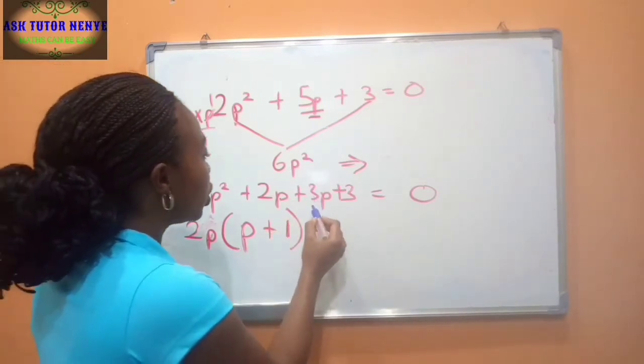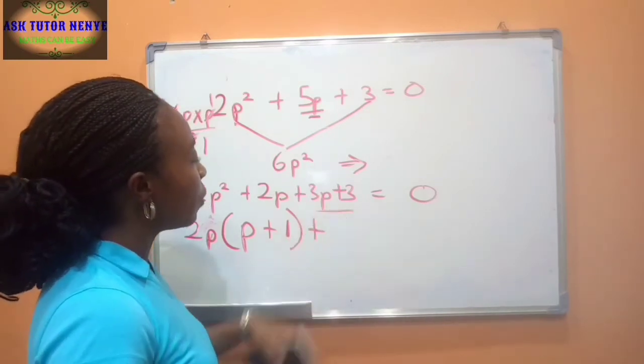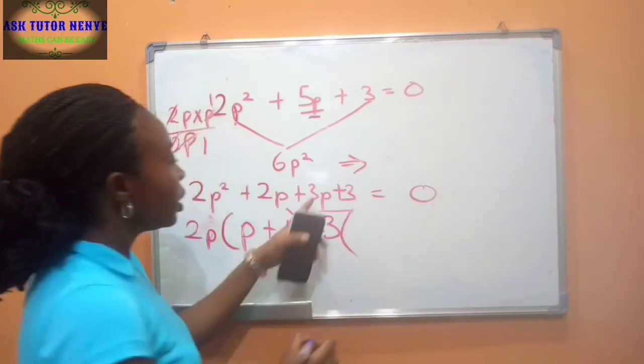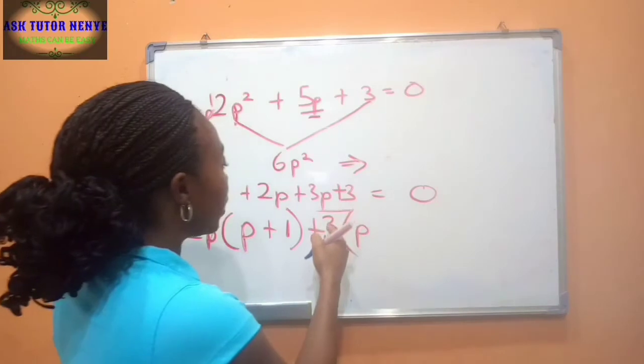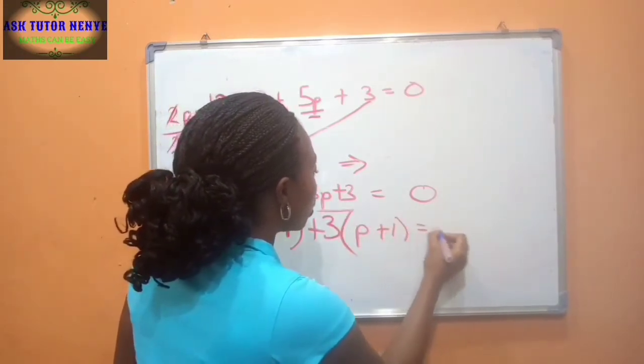The next thing, we come to this place. When we come here, we are going to find the common factor. Okay, the common factor here is what? 3. 3p divided by 3 gives us what? p. Then 3 divided by 3 gives us what? 1. That's plus 1 equals to 0.